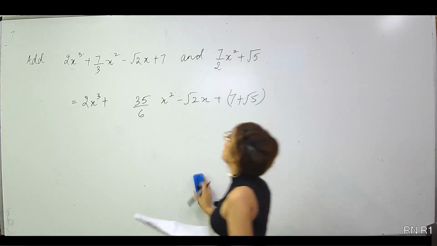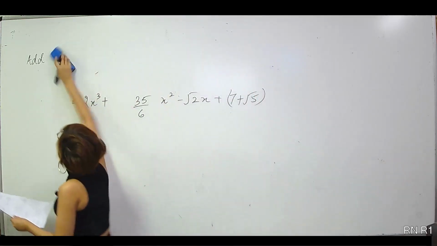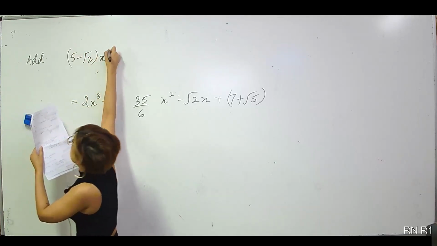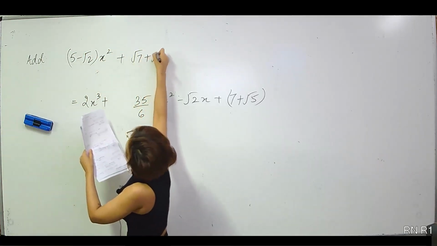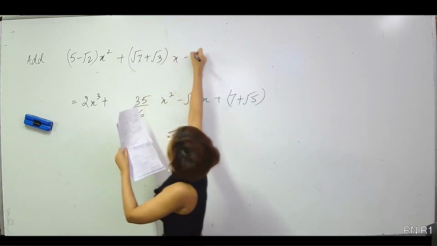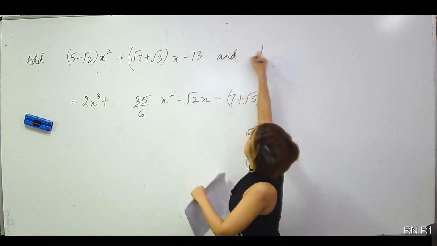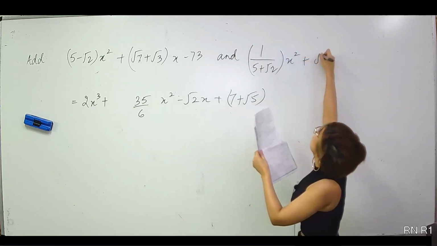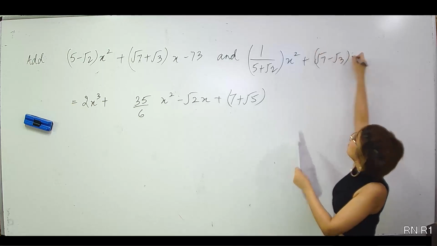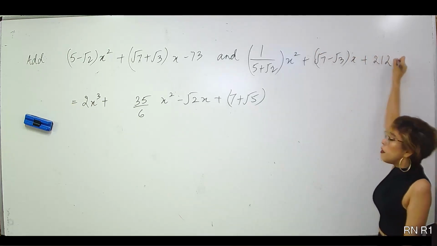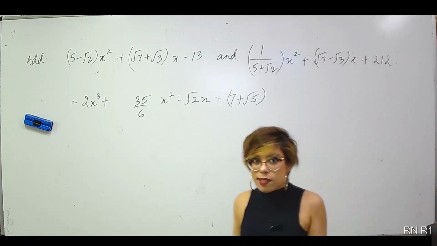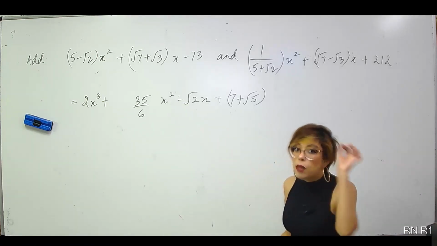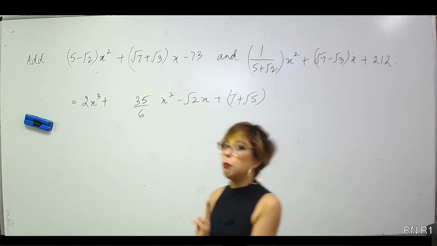Right, on the next one, add the polynomial 5 minus root 2 into x square plus root 7 plus root 3 into x minus 73 and 1 by 5 plus root 2 into x square plus root 7 minus root 3 into x plus 212. Mind it, take 30 seconds. And let's see whether your answer matches with mine or not. Because it will be a little bit shameful if you cannot add two polynomials.